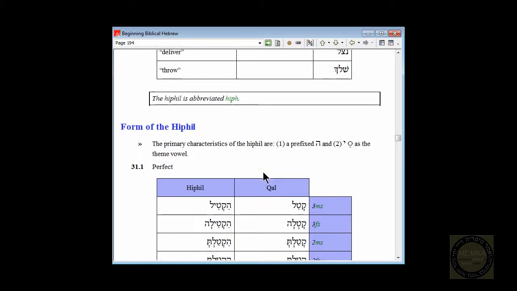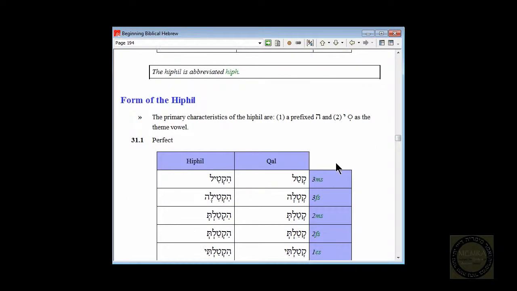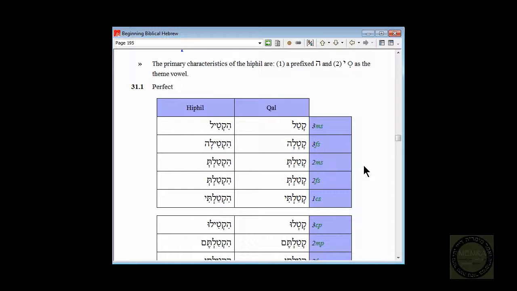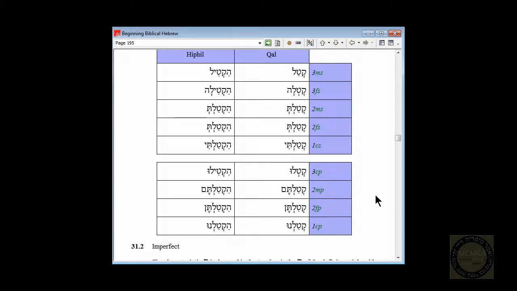Form is the thing I have covered in the other video. Again, it's easy to spot in the perfect. It's the hifil, hi. It's going to have a hi prefix in the perfect. Okay, hiktil, hiktila, hiktalta. You don't even have to really worry about what the second vowel is. If you see that hi and you have your perfect endings, it's a hifil perfect. That's how easy it is. Endings, of course, are always the same. They're not going to change.